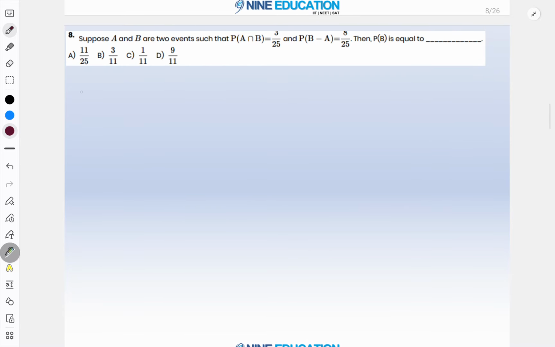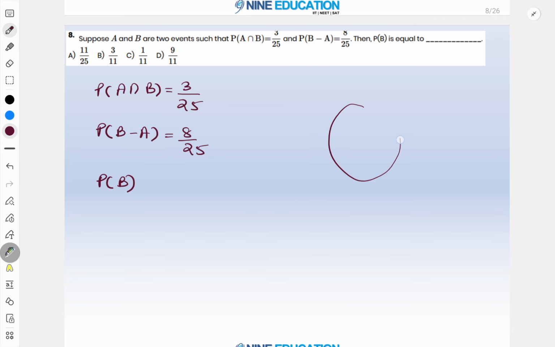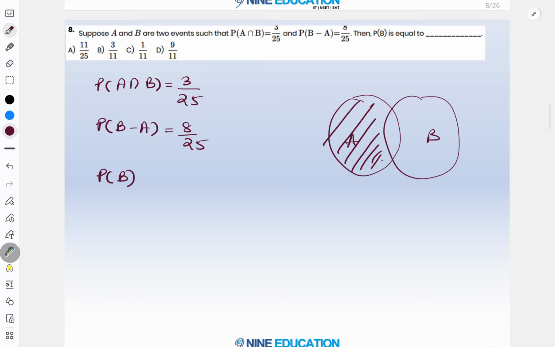Suppose A and B are two events such that given P of A intersection B is 3 by 25, P of B minus A is 8 by 25, then we need to calculate P of B. So let us understand with the diagram what is given to us. This is A, this is B. You are given B minus A's probability and A intersection B's probability. So B minus A will be this particular part.